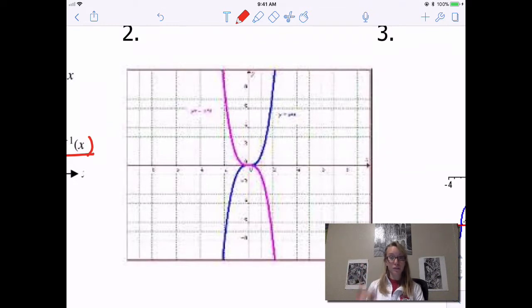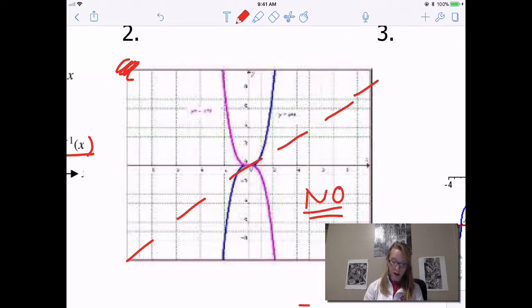Number two, we could also fold our graph, but I want you to be careful. We're always going over this line, y equals x. So if I actually folded left corner to bottom right corner, I wouldn't have the pink graph lying on top of the blue graph. So this is a no, even though it is symmetric, it's symmetric over the wrong line. So it's symmetric over this line right here.